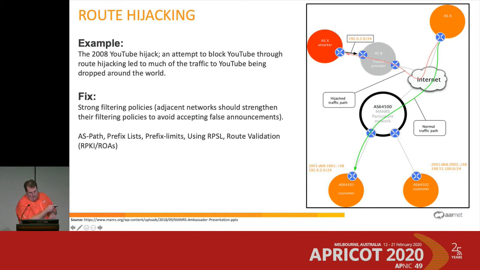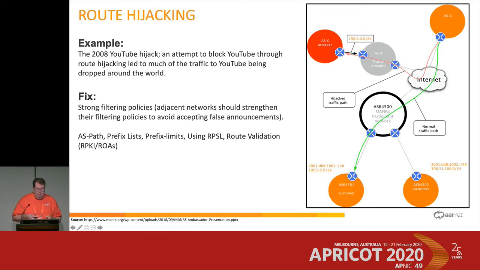Now, MANRS talks about how we fix this. How do we implement changes to our way of operating to actually resolve this? Now, you can do it via AS path filtering as a good starting point. You can do prefix lists. You can do prefix limits. You can use RPSL. You can do route validation. Again, every little piece that you do helps you. This is why it's important.